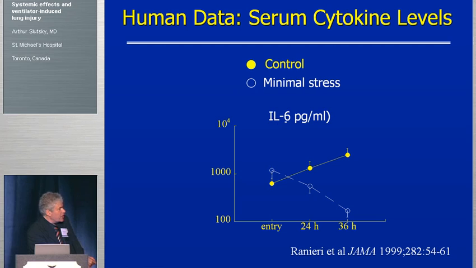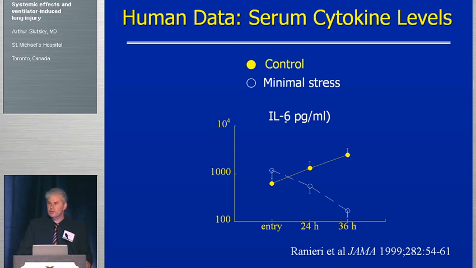This is entry to 36 hours. IL-6 now, another cytokine. This is a log plot. You can see the control group, there's, if anything, an increase in IL-6 over 36 hours. In the minimal stress group, a marked decrease. This is a log plot, so this is roughly a 10-fold decrease in IL-6.